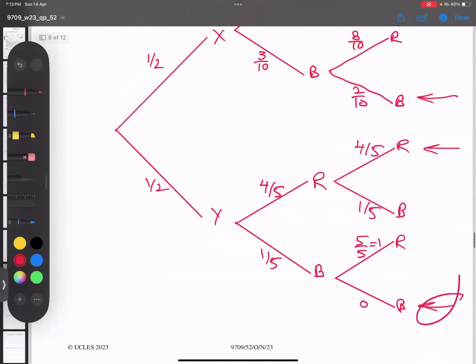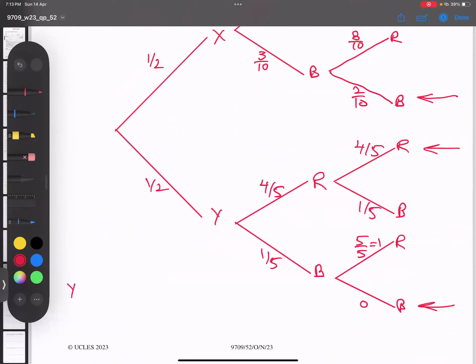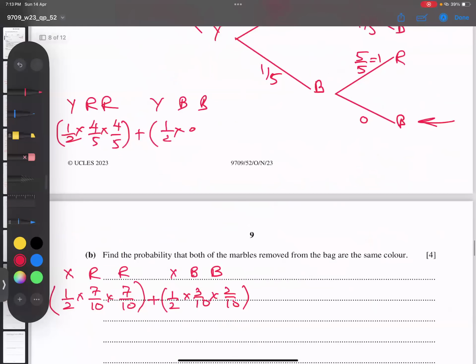Now students, I talk about these two arrows and now Y. So Y red and Y blue. So I'm writing Y red, then Y blue. So half into 4 over 5 into 4 over 5 plus half into blue. This is 0. Okay, so no need to write it. So it means I'm writing only this one. So Y red, and this turns out to be half into 4 upon 5 into 4 upon 5.